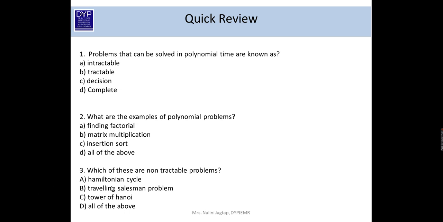The third question for the quick review is, which of these are non-tractable problems? Hamiltonian cycle, traveling salesperson problem, and Tower of Hanoi. I hope you all know these problems. These are problems which cannot be solved in polynomial time. These are difficult problems. We don't have a solution in polynomial time for these problems. So all of these are non-tractable problems. With this, we have covered what are the P class and NP class, and what are the tractable and non-tractable problems. Thank you.